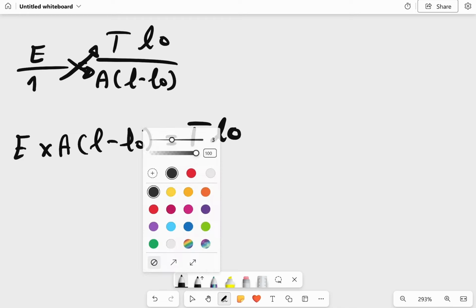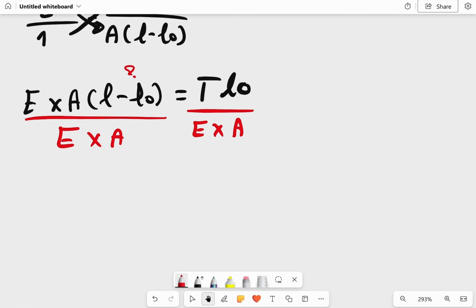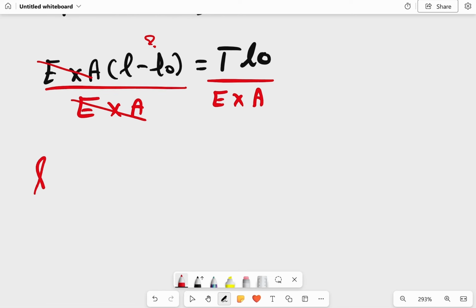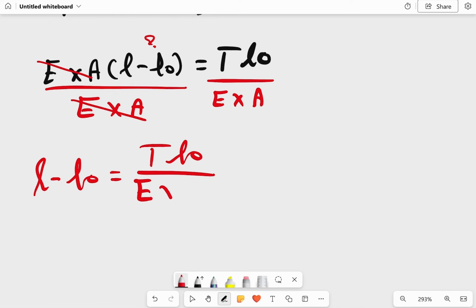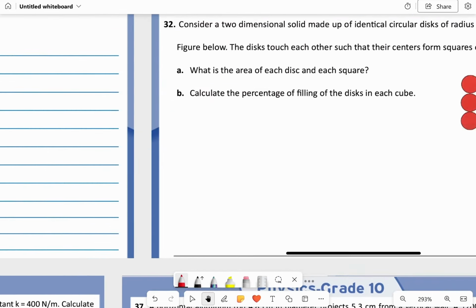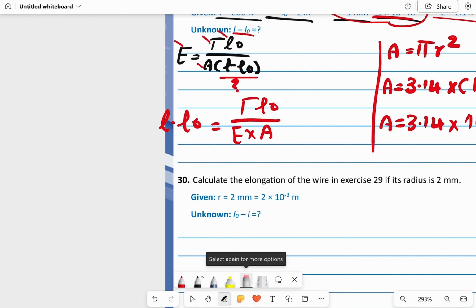Then guys, you want to find elongation. So divide all of it by E times A. On the other side, E times A divided by E times A cancels, and you have elongation, which is equal to tension multiplied by initial length, divided by Young's modulus multiplied by area. Okay, make sure to learn how to calculate this one, and then solve this question.